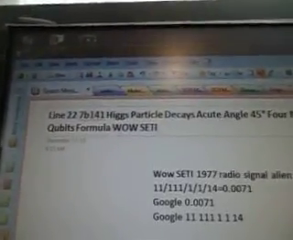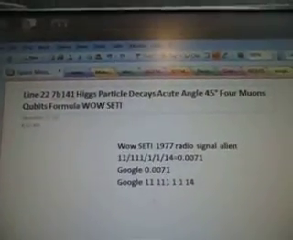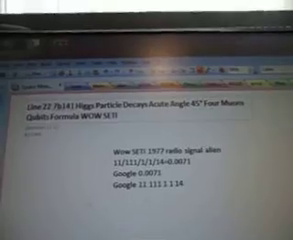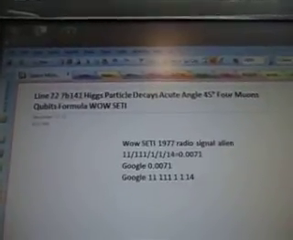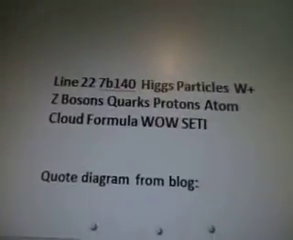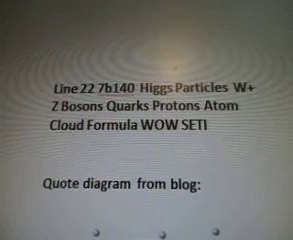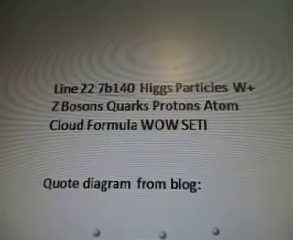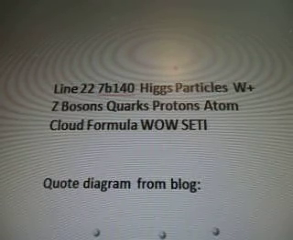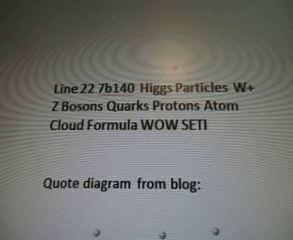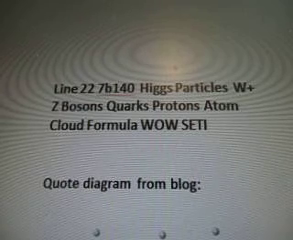Line 22, 7B141, Higgs particle decays, acute angle 45 degrees, 4 muons, Qubits formula, Wow Seti. There's the alien radio signal. Higgs boson formula, muon decays into 4 particles, acute angles, Euclidean geometry, and parallel postulate, how to generate a Higgs particle and electric field found in line 22 Wow data.